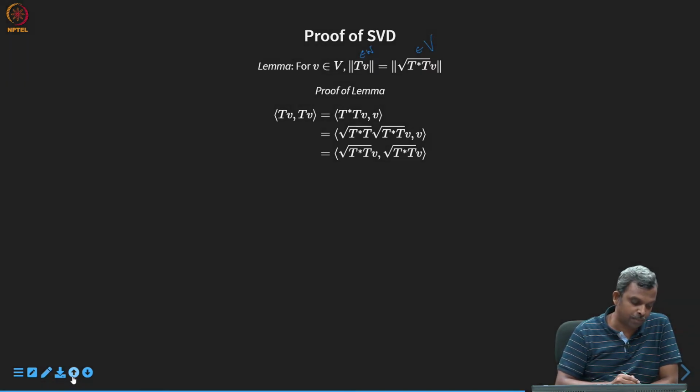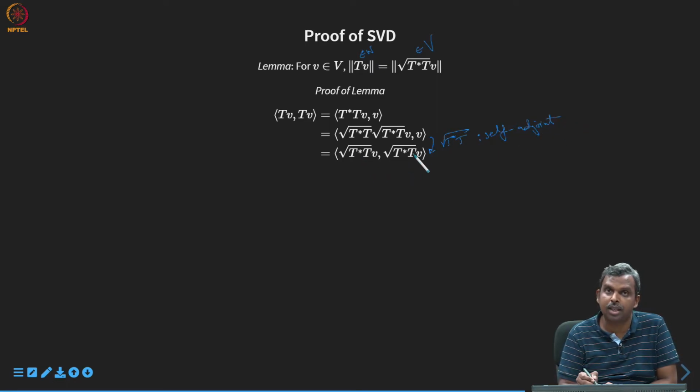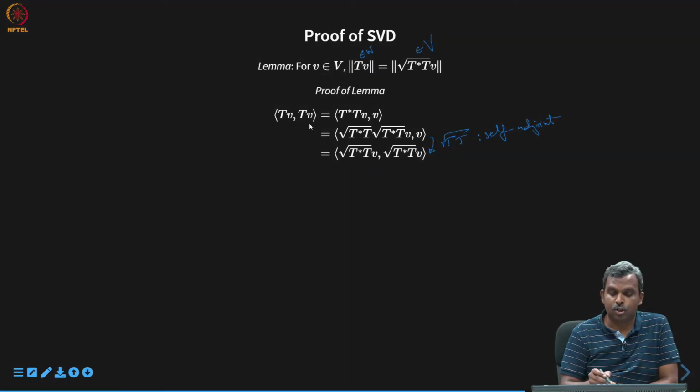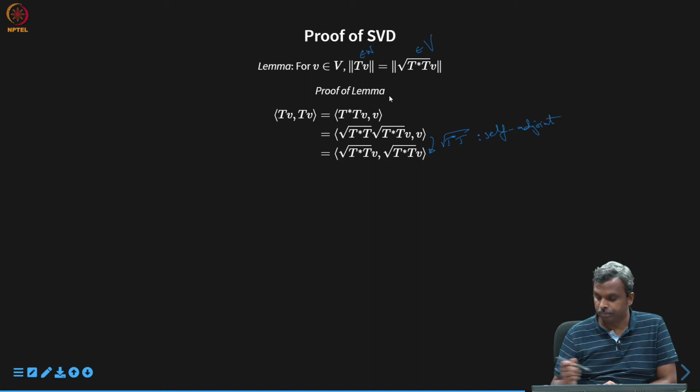This is because square root T star T is self-adjoint, right? Since it's self-adjoint, if you push it to this side, you get the same operator. So the norms are the same. Okay, so this is a proof that these two are equal. This is very important: the fact that TV and square root T star TV have the same norm will play a crucial role in SVD and its proof.